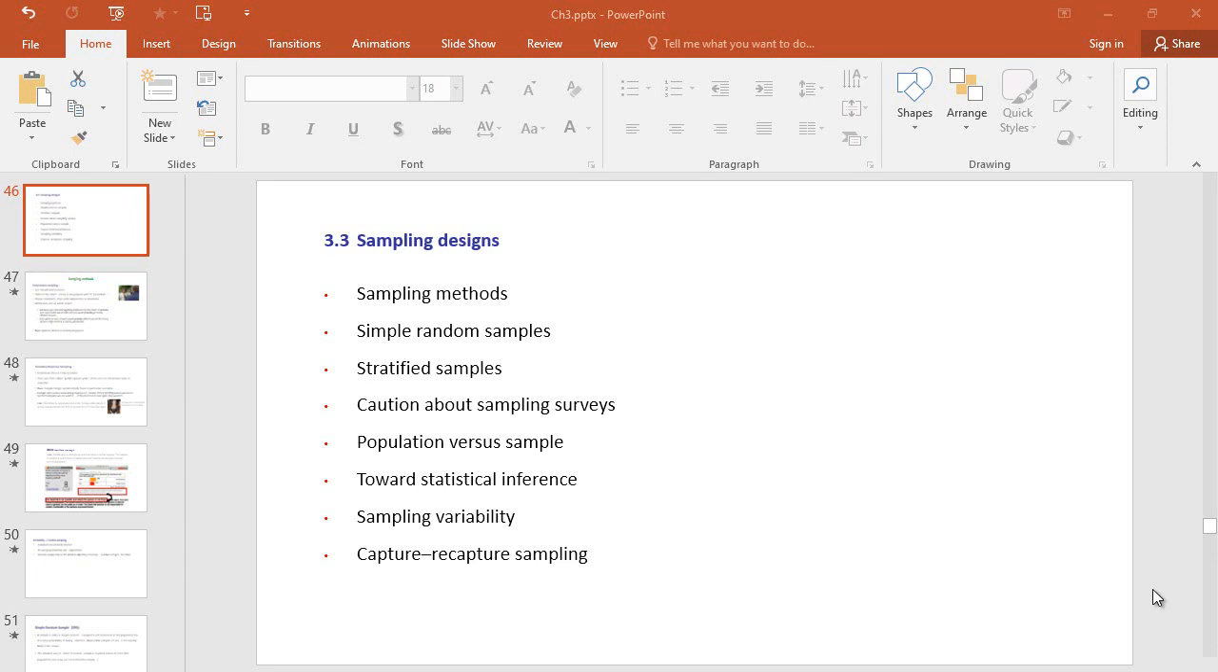Welcome back, everybody. We will now be looking at sampling designs. We'll be looking at sampling methods, simple random samples, stratified samples, and some cautions about sampling surveys. Then we'll look at some topics where we discuss the relationship between statistical inference and sampling variability. And at the end, we'll look at capture-recapture sampling.